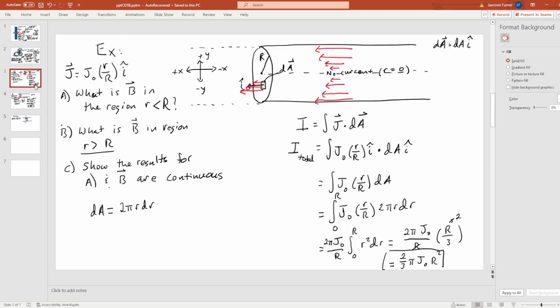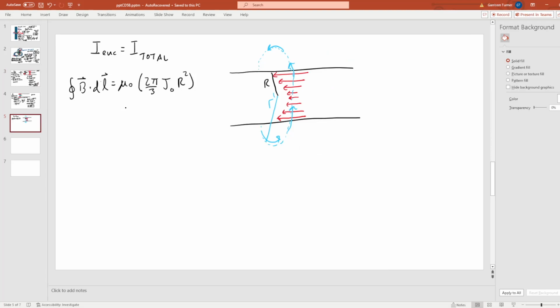Was it 2/3? Yeah, it was 2/3. And once again, B is going to be uniform, so this goes to B times the integral of dl equals mu naught times 2 pi thirds J naught R squared. And B, being pulled out of the integral of dl, is just going to be 2 pi r once again.